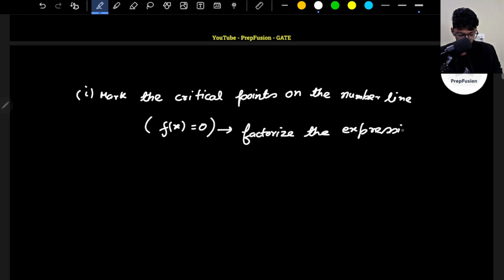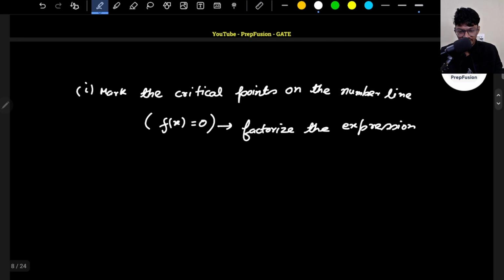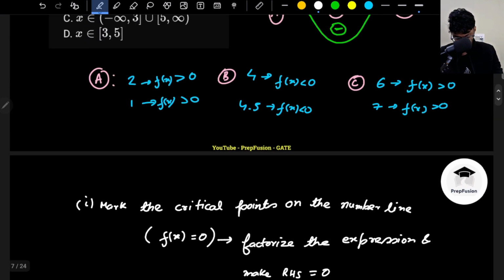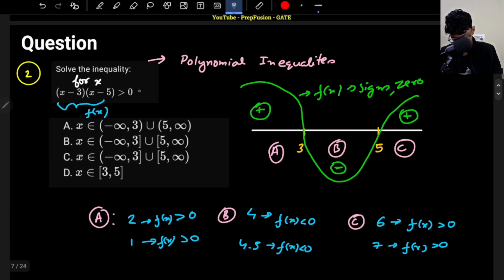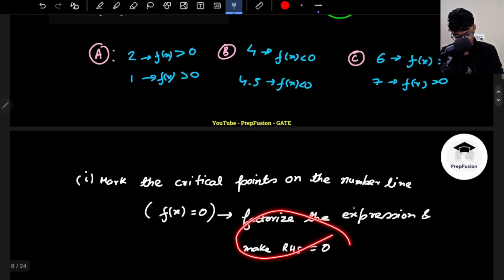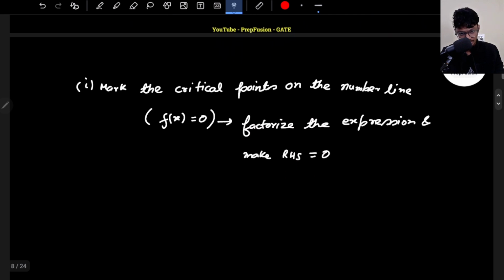Don't worry, we'll solve a few more examples. We'll understand what we mean by factorize, and make the right hand side equal to 0. Right hand side must be equal to 0, because that is what my critical point is. That is exactly the value at which it is going to 0. So right hand side must be equal to 0. That's one point. The second point is you have to factorize. These are the two points only that you need to take care of.